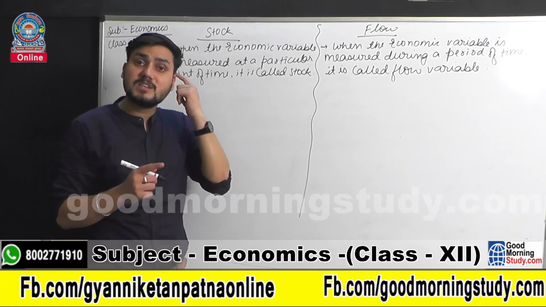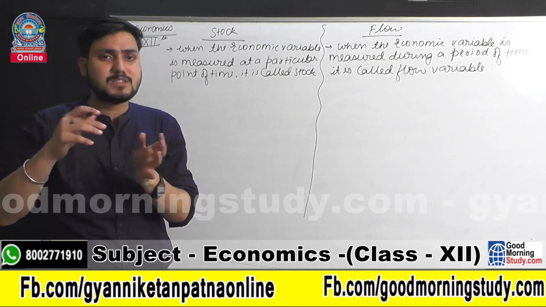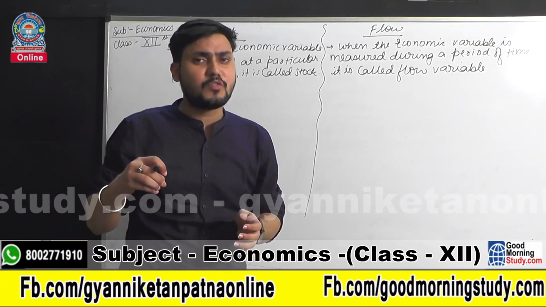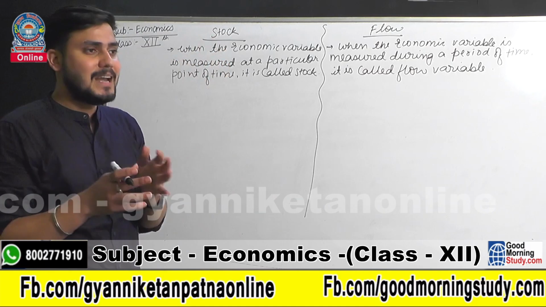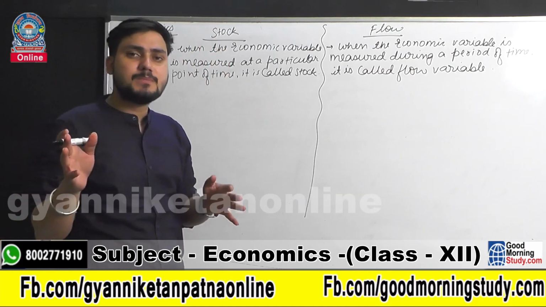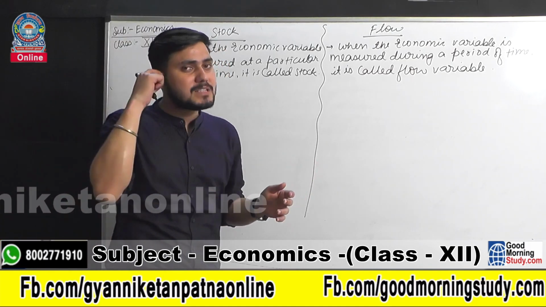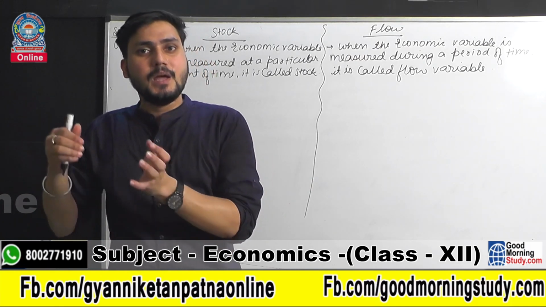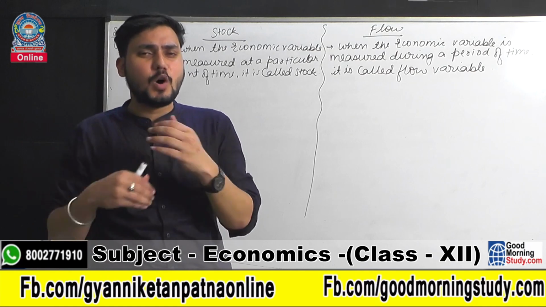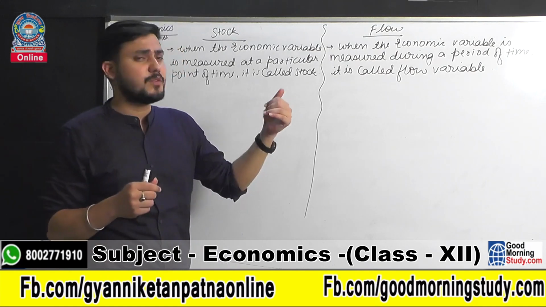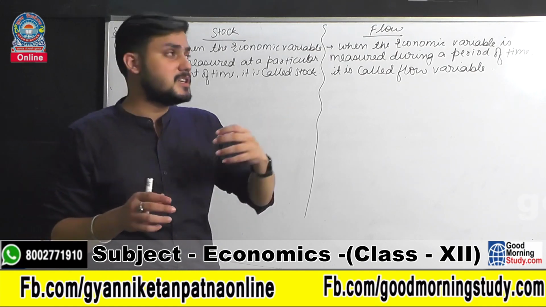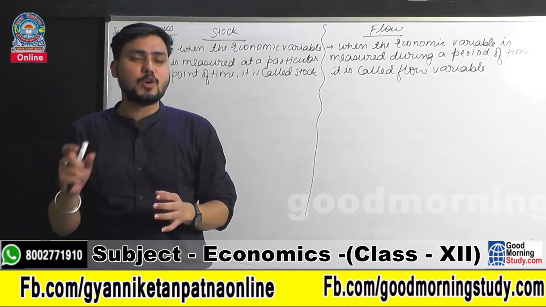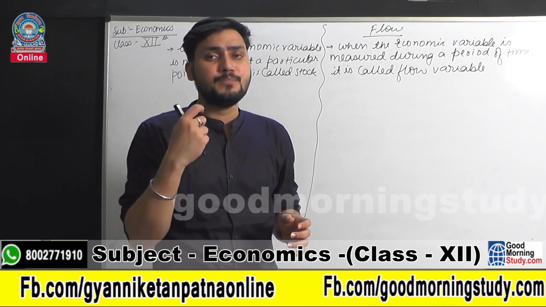Suppose for example, wealth is stock. We measure the wealth at a particular point of time. That is why wealth is stock. And income is flow, because income is measured during a period of time. There is always a time dimension in the measurement of income, like per day, per month, per year. So income is considered a flow because it is measured during a particular period of time.